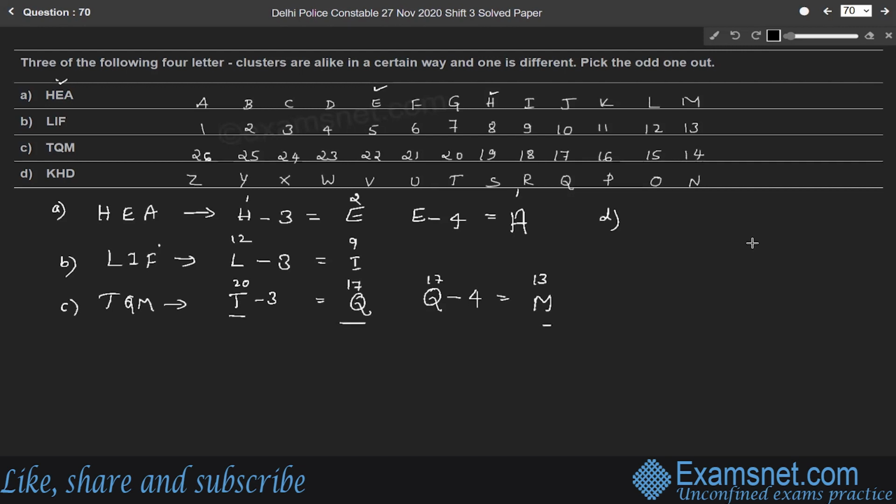Option D, KHD. The positional value of K is 11, minus 3 is equal to 8. 8 is the positional value of H. So KH. And H is 8, minus 4, which is equal to 4, is the positional value of D. So KHD follows the rule. Therefore, only option B does not follow this rule. Therefore, B is the answer.